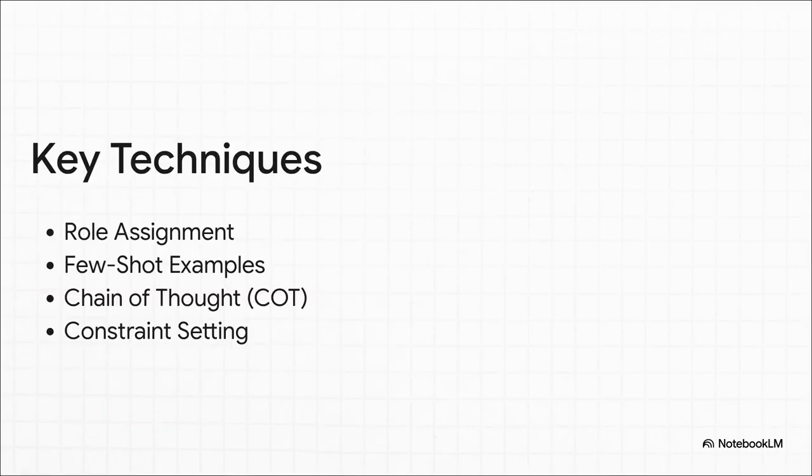And look, this isn't just about being a little more specific. There are actual established techniques here. Things like assigning the AI a specific role to play, giving it a few examples of what you want. That's called few-shot prompting. Or you can ask it to use chain of thought, which is where it literally thinks out loud, step by step. It's all about setting clear rules and boundaries.